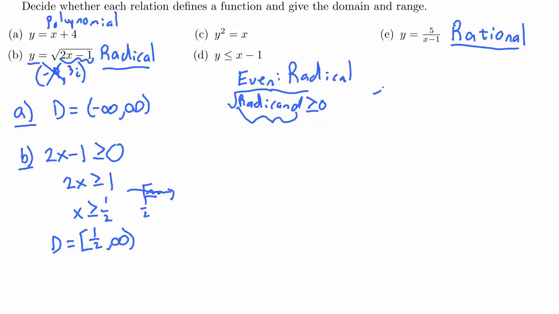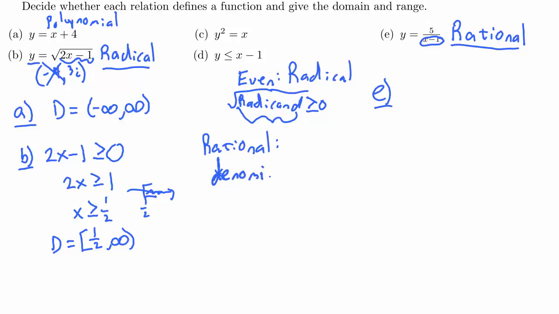Now let's look at e. E, the domain, comes from your denominator. It's all real numbers except where you might be dividing by 0. You always have to take into account the possibility of dividing by 0. So for your rational, you're going to assume that it is all real numbers, but then whatever's underneath, in this case x minus 1, your denominator can never equal 0.